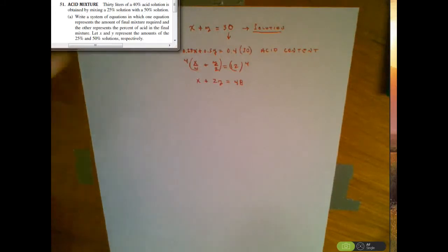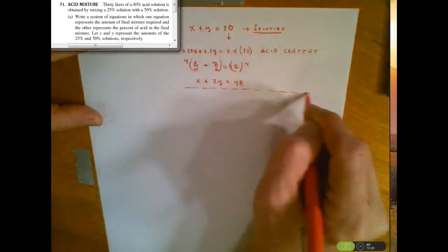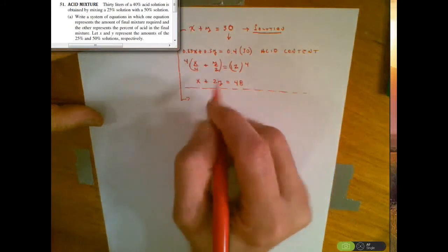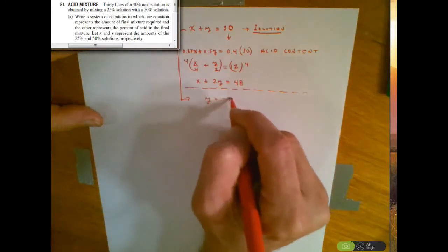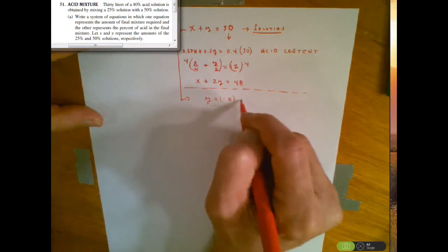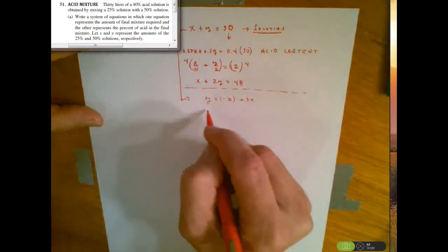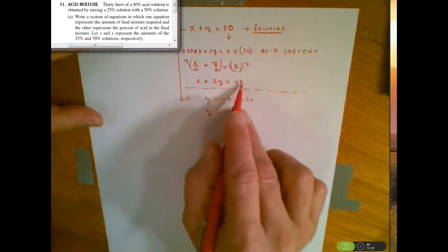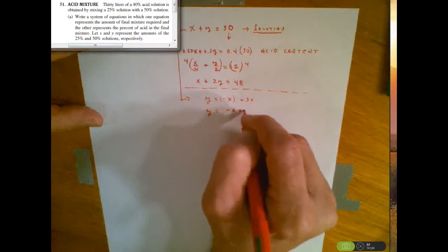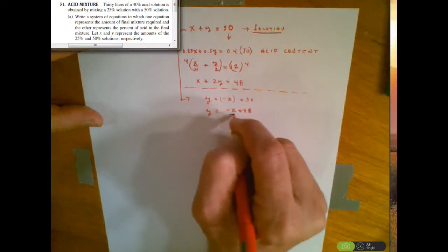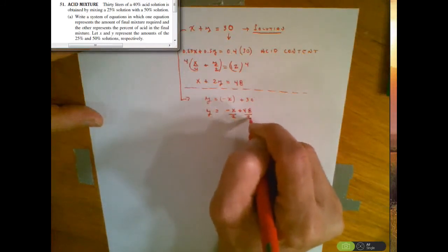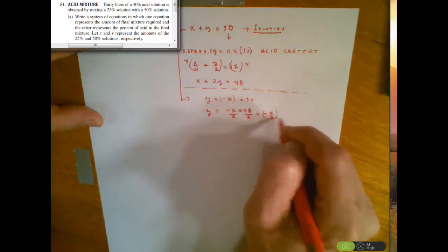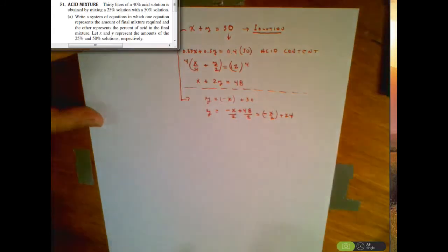I know a lot of us like to be able to graph this, so we might want to put it in a simpler form. This first equation, I can rewrite as y is equal to negative x plus 30. That's easy to graph. And for the second equation, I would have y is equal to negative x plus 48, and then I'm going to divide that by 2, distributing the 2. That's going to be negative x over 2 plus 24.